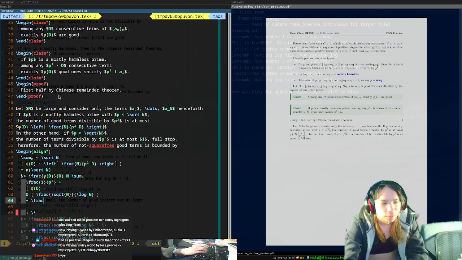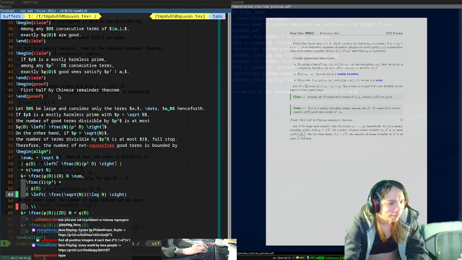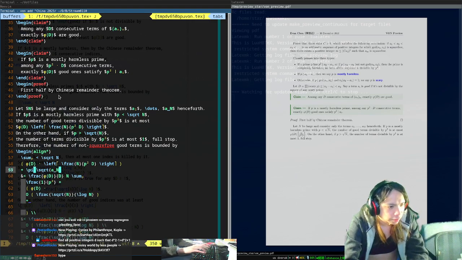Hang on. Okay, so that's the main term, and then there's the error term of phi of d times the number of primes less than root n, plus the number of primes. Oh, sorry, this is square root a_n, which is plus O of root nd log nd.